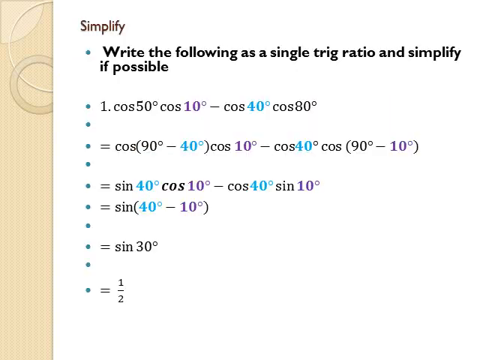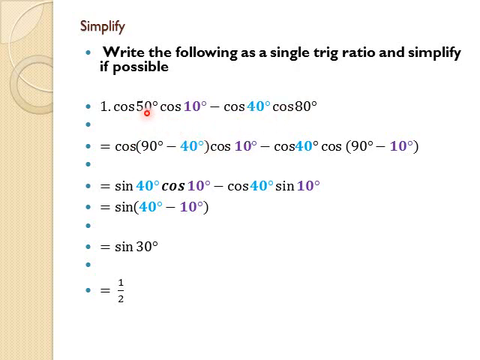Right, so look at problem number 1. Write the following as a single trig ratio and simplify if possible. We're going to do this for all the problems. They have cos 50 and cos 40, there's cos 10 and there's cos 80. So there's no compound angle that's cos cos. So I'm either going to make it cos sin, or I can make it cos sin cos.